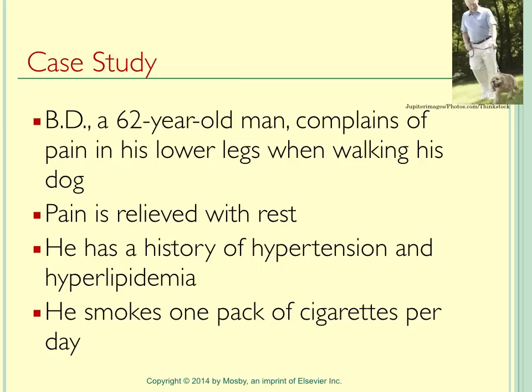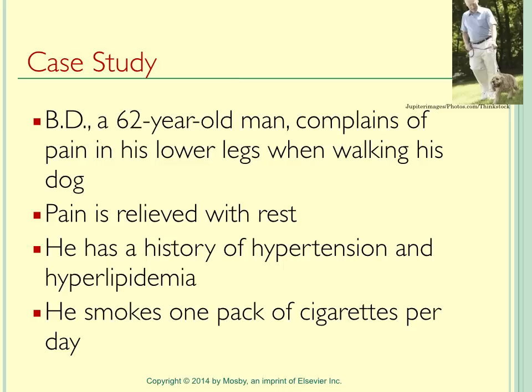He is 62 years old, so he is in his 60s. So that's one of the risk factors. Then he has hypertension, hyperlipidemia, and he also smokes. So what symptom is he exhibiting? What he is exhibiting is called intermittent claudication. Claudication is, in simple terms, pain in the legs or leg cramps.